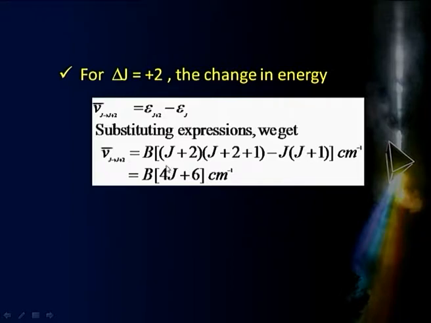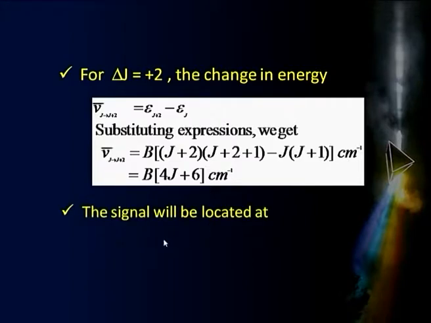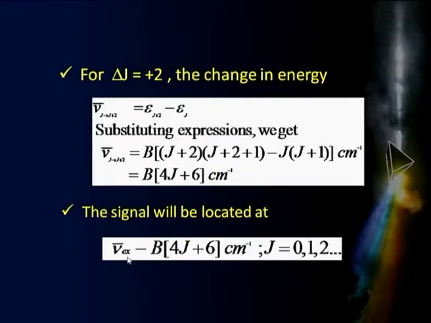I just substitute the general energy expression we had earlier. Substituting that here, we find that this comes out to be B into (4J plus 6) centimeter inverse, where the signals will be located at new excitation minus B(4J plus 6) centimeter inverse, where J happens to be 0, 1, 2, because when we say delta J is equal to +2, our first transition will be from the 0 level. So, 0 to 1, 2 and so on and so forth. If I substitute the value of J as 0, 1, 2, I get the position of each one of the lines there.